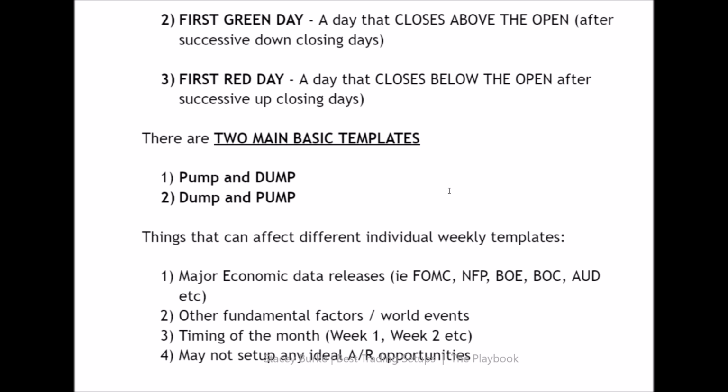Things that can affect different individual weekly templates: major economic data releases, the Fed, non-farm payrolls, other fundamental factors, world events, wars, floods, those sorts of situations, strikes, government collapses, interest rates, whatever. The timing of the month. Each week can play out differently in a monthly cycle. I've talked about timings of months, of new months. We're not going to go through that. We're just going to stick to the basic model today and go through some templates.